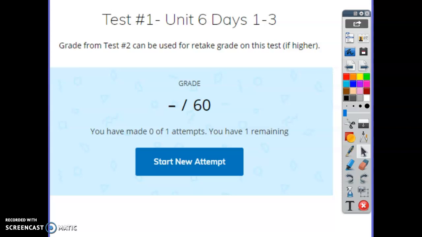Okay, geometry. We are about to go over your test number 1 from Unit 6. It's on lessons or days 1 through 3. So the grade from test number 2, the test that's coming up next, can be used for the retake grade for this test. So there's actually no retake you can take right now. The next test is going to be on the same material and more material. So if that grade is higher, that can replace this grade.